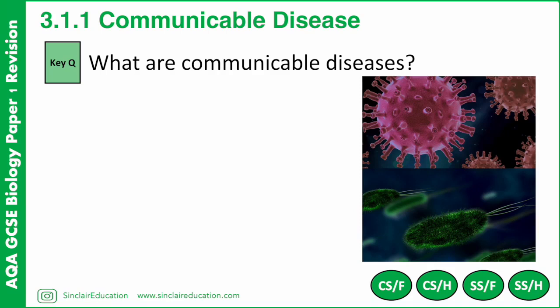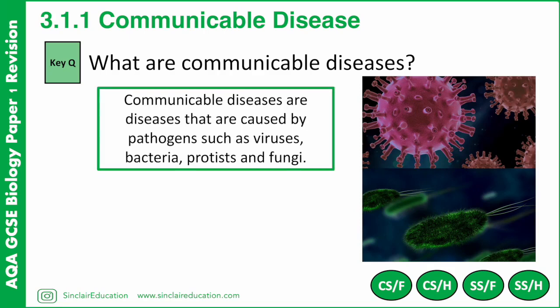We'll start with looking at communicable diseases, and this is a really common definition that you might get asked within your exam paper. Communicable diseases are ones that are caused by pathogens, and a pathogen is a microbe that can cause infection in an organism. So communicable diseases are caused by pathogens and they're contagious. They can be passed from person to person. And examples of pathogens can include viruses, bacteria, protists, and fungi also.